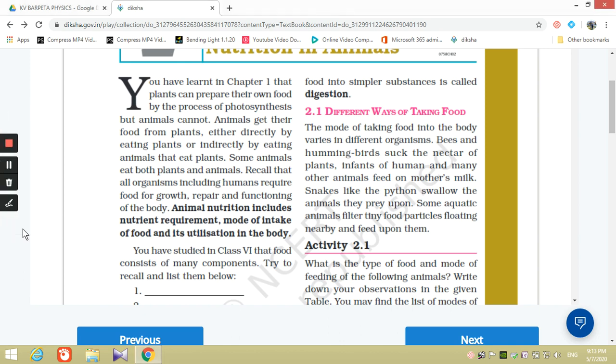Okay, so we now have a brief idea about what is animal nutrition. Animal nutrition means nutrient requirement: what nutrients like carbohydrate, protein, fats, etc. are required by the animal body. Second, how the food is taken, mode of intake. Third, utilization, how it is used in the body.